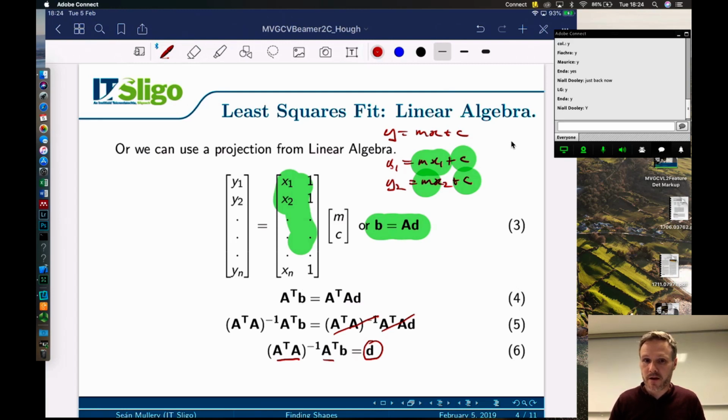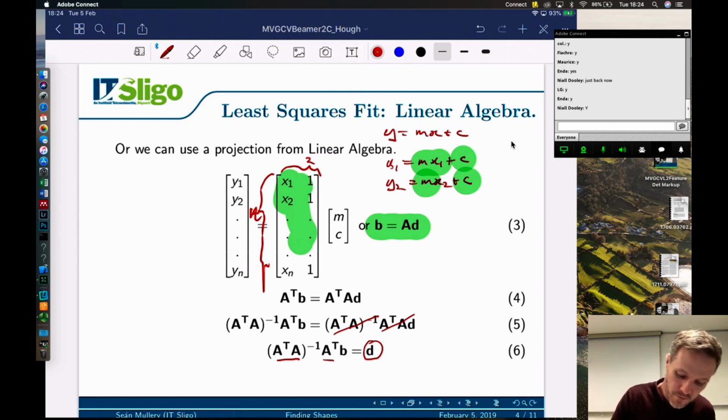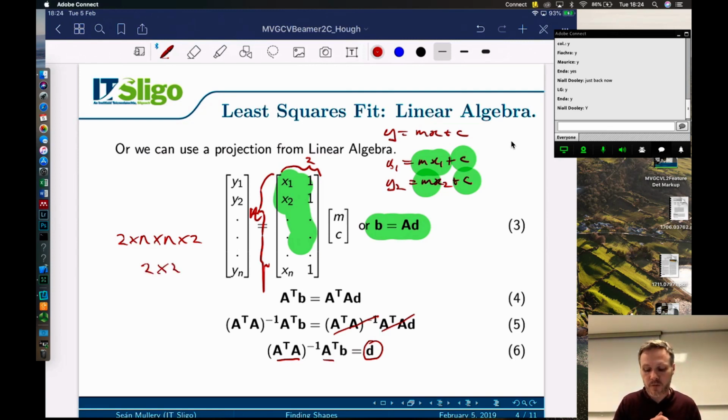Now that A transpose A there, if you actually think about it, A is going to be N by 2. And the A transpose then is going to be a 2 by N. So you have a 2 by N by an N by 2. So we have a square matrix in that case, because we're going to end up with basically a 2 by 2. And of course 2 by 2 is going to suit us, because it's going to work out with the rest of it as well, and we can get the inverses and so on. So once it's a square matrix, we can go and get an inverse of it.